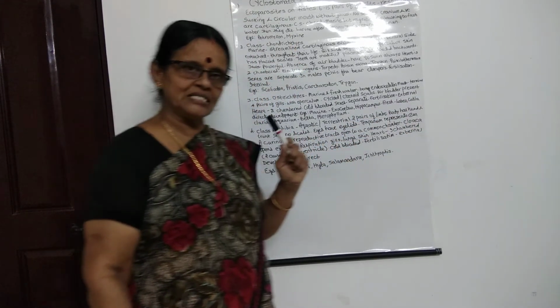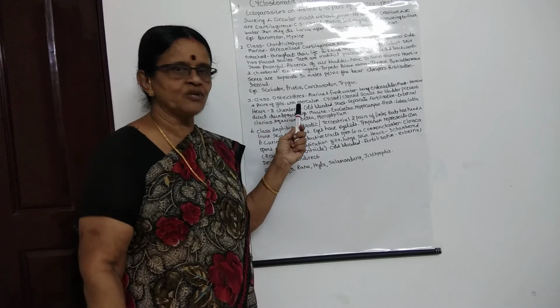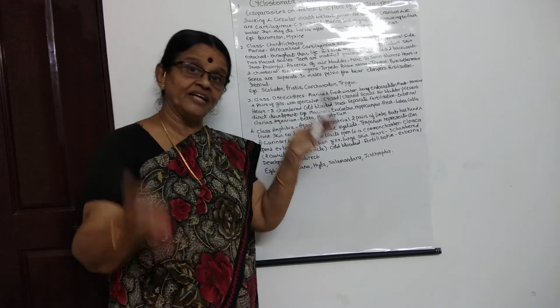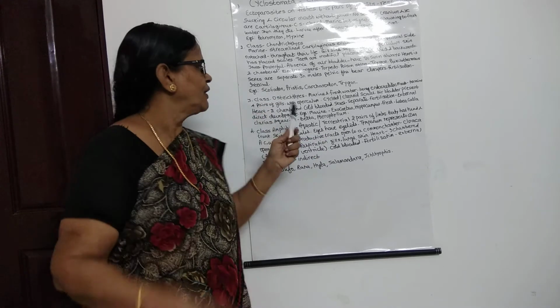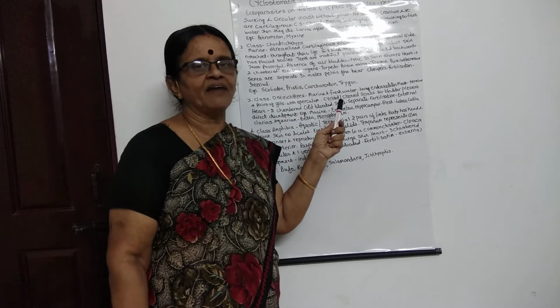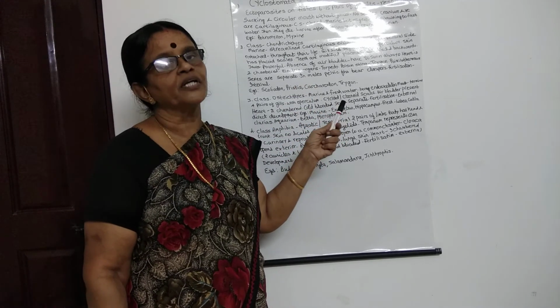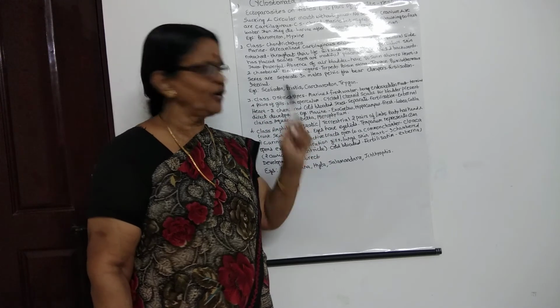Here the mouth is again terminal. Terminal means at the end. Then they have 4 pairs of gills. But here what do they have? They have a covering that is called the operculum. They have the gill cover. Then they have scales. Here they have placoid scales, but here they have cycloid or ctenoid scales.